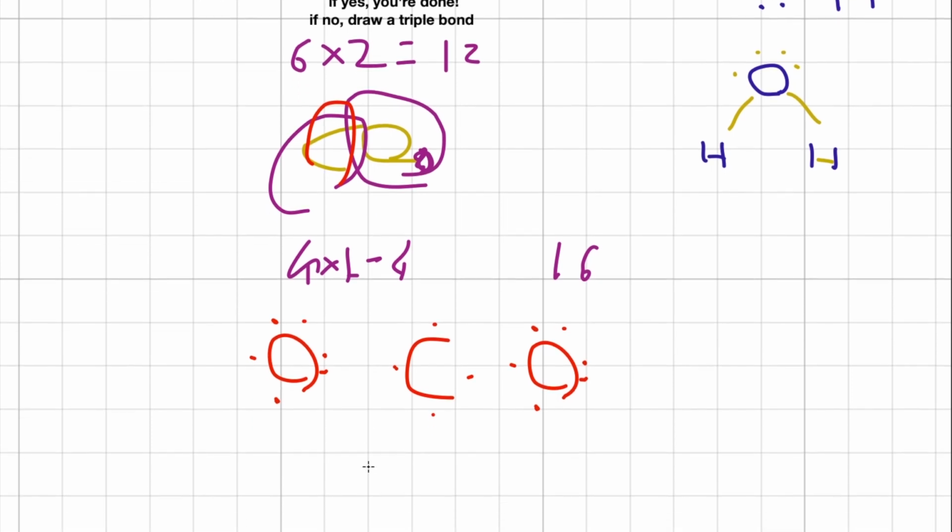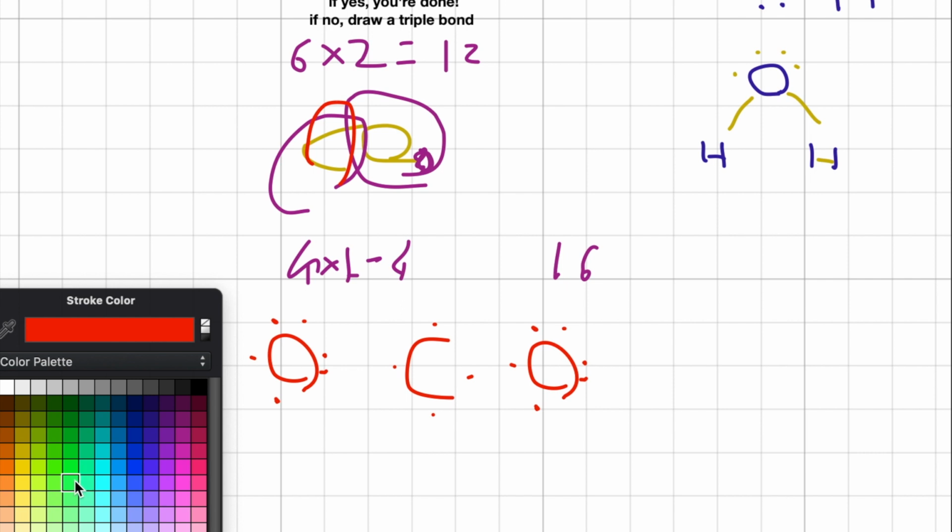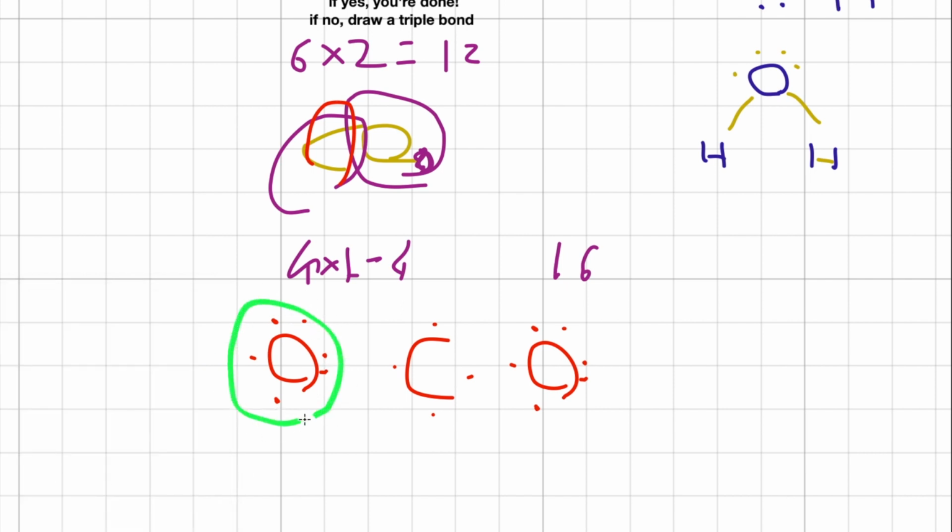But if we try and draw a bond between them, watch. Here's what we can do. We can draw this, right? So if we want each atom to have an octet, or 8 electrons, there's 6 here, so we need 2 more. And so this, and that.